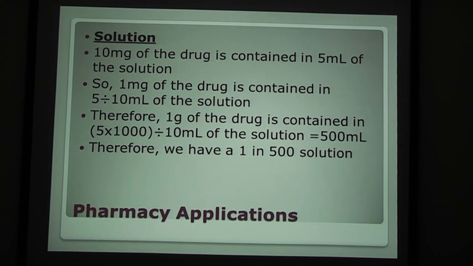Therefore, we have a 1 in 500 solution, because I told you that it would be in grams per milliliters. So you worked it out in grams, and then you said it's 1 gram in 500 milliliters. Therefore, expressed as a ratio concentration, it's a 1 in 500 solution.